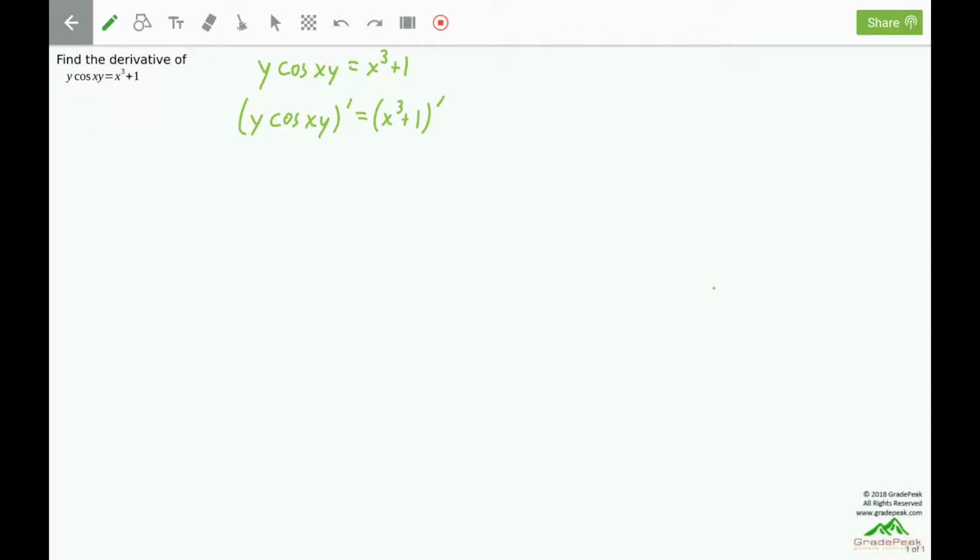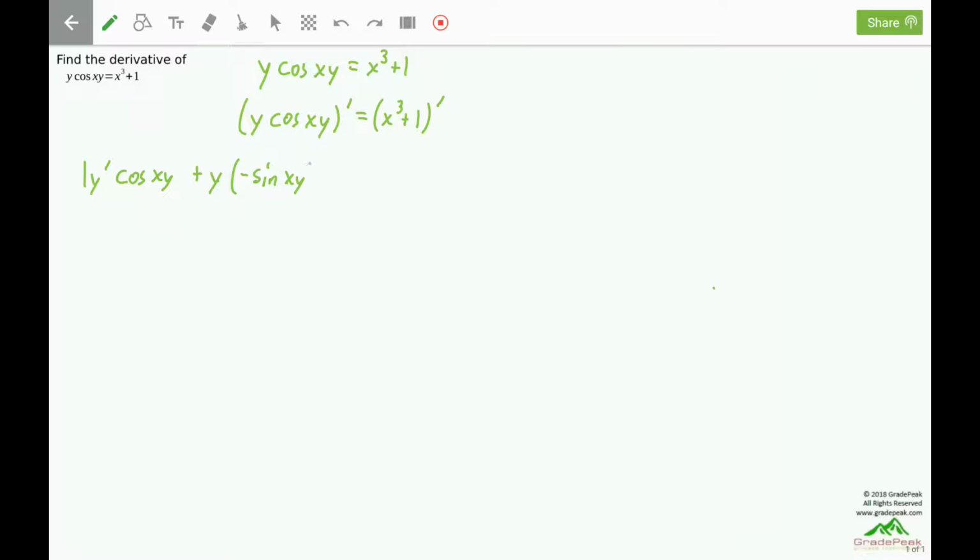On the left side, we have a product rule, y times the cosine of x times y. The derivative of the first, the derivative of y, is 1, but then we multiply by y prime because every time we take the derivative of a y term, we will have a y prime to complete its chain rule. Derivative of the first times the second left alone, cosine xy, plus the first left alone, y, times the derivative of the second. The derivative of cosine is negative sine.